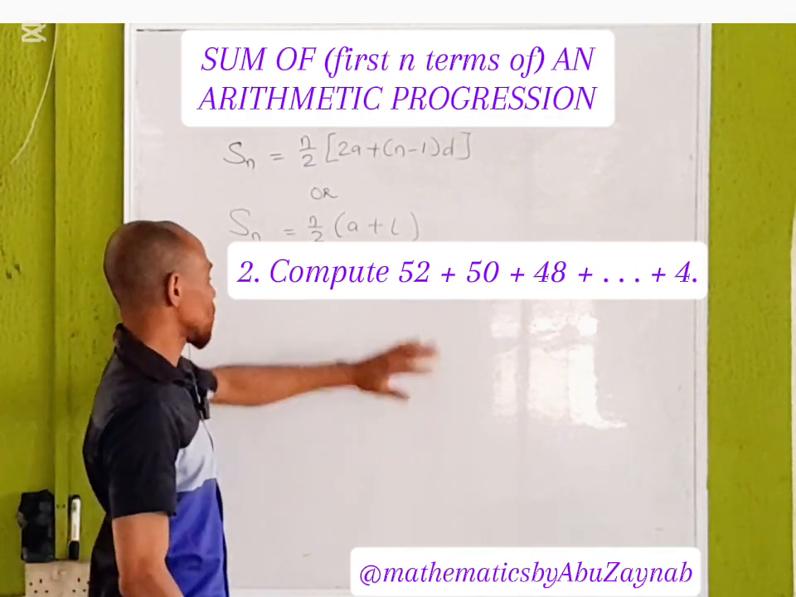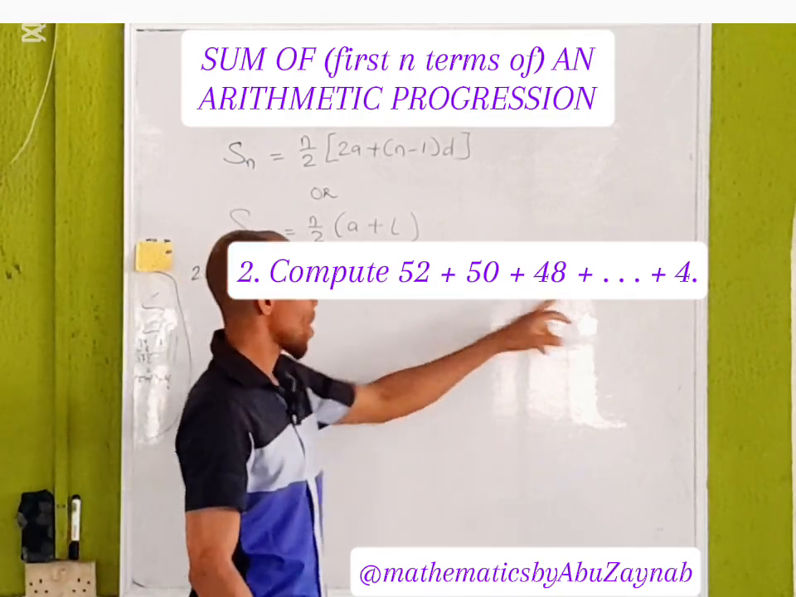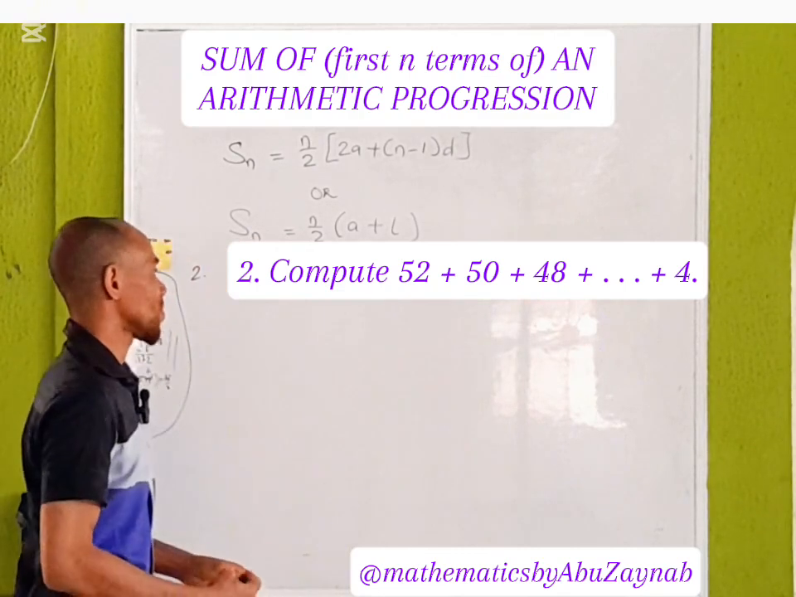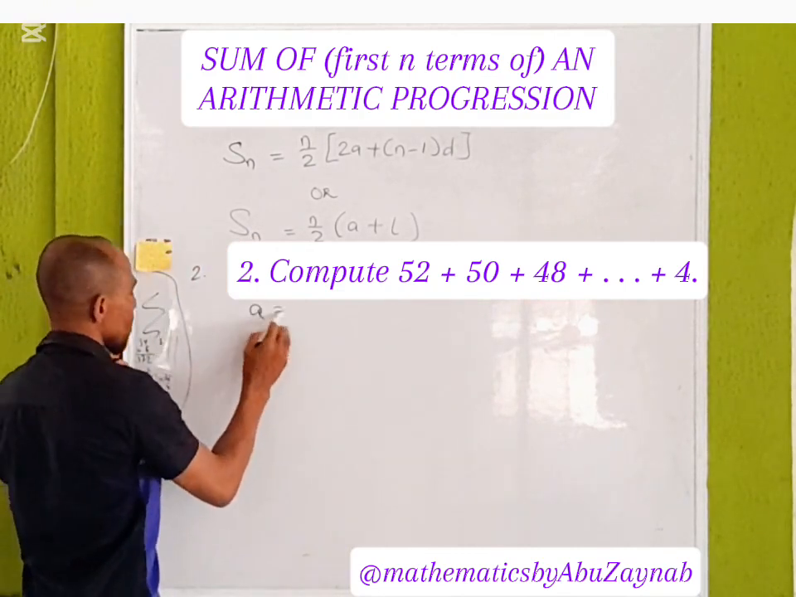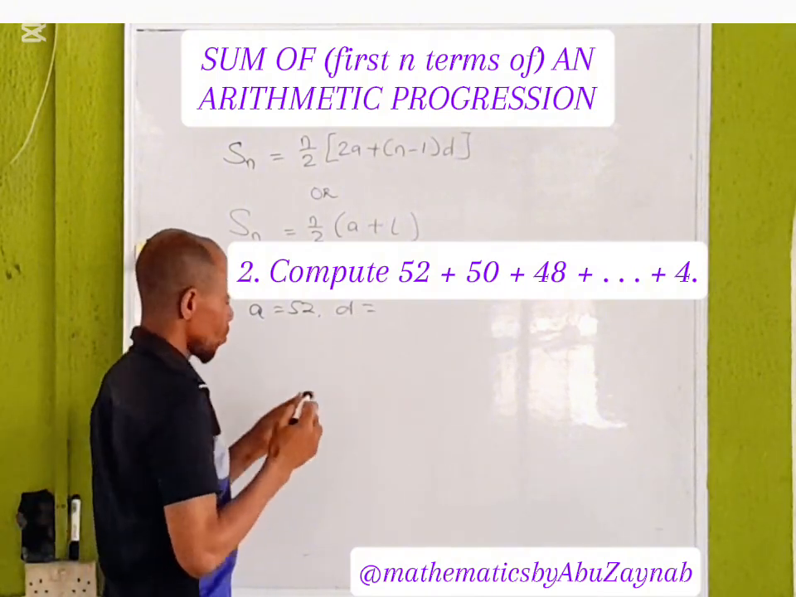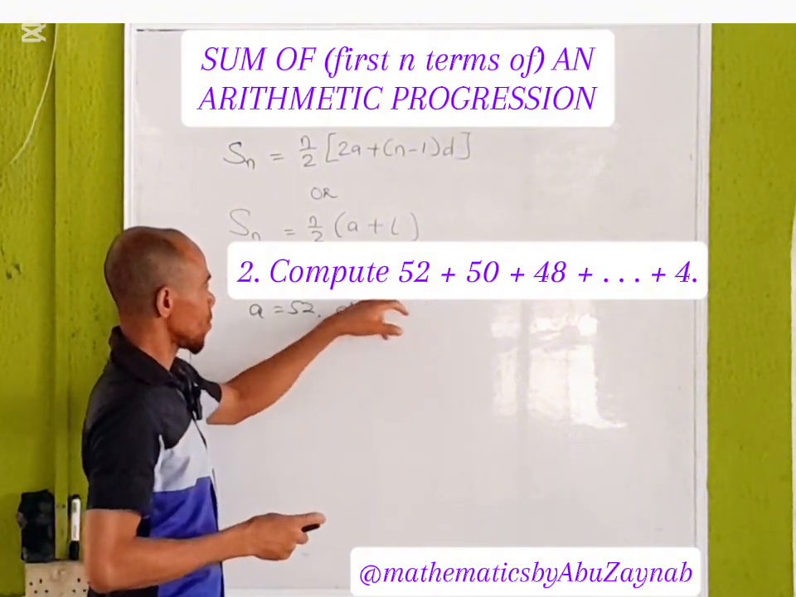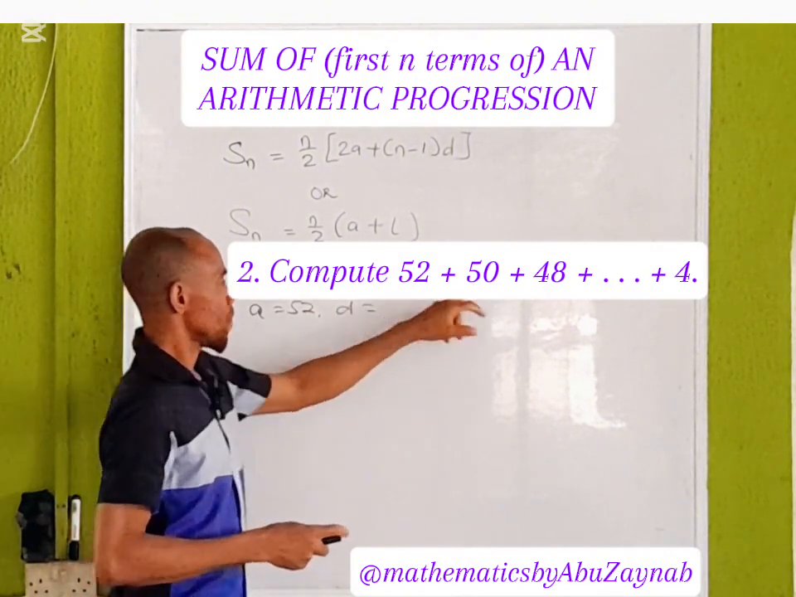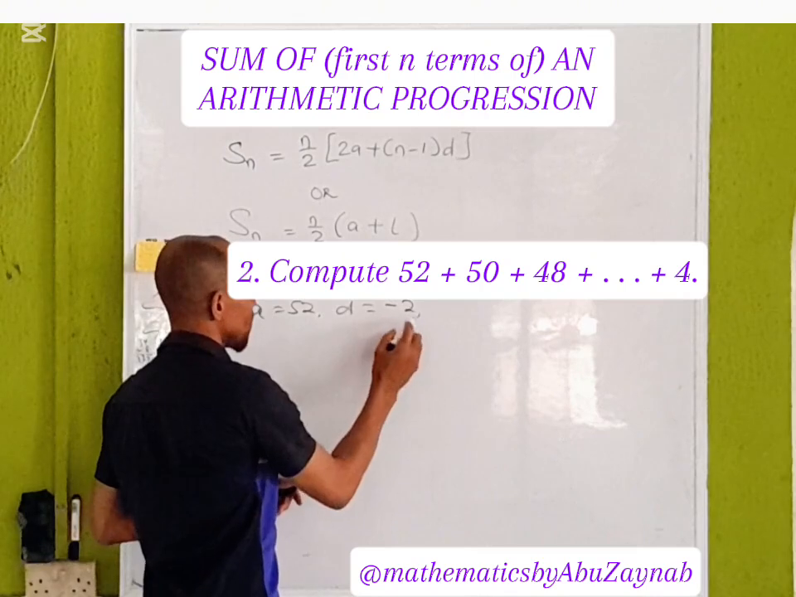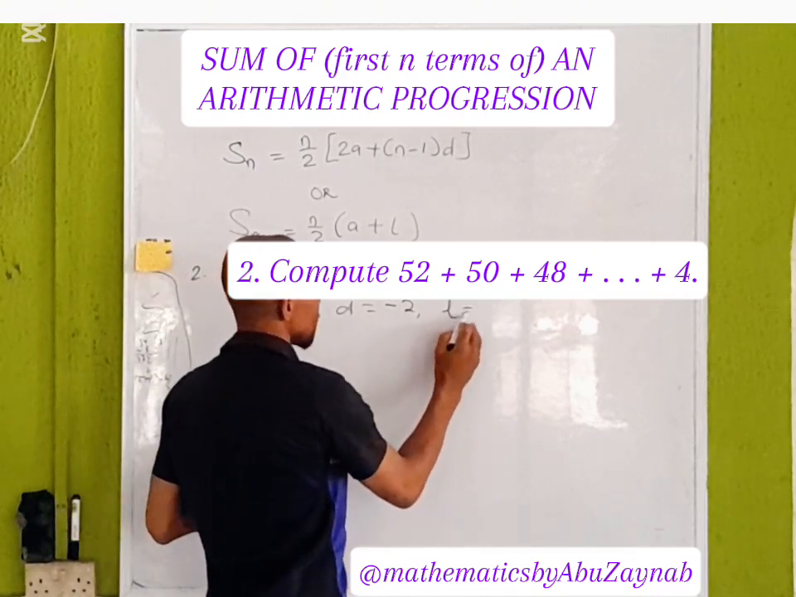What makes this question different from the previous one is that we have the first and the last term, because we have a full stop there. That's the end, that's the last term. So listing now, A is 52. Is it an AP? We know easily: 50 minus 52 is minus 2, and 48 minus 50 is also minus 2. That means it's an AP. Then L, the last term, is 4.